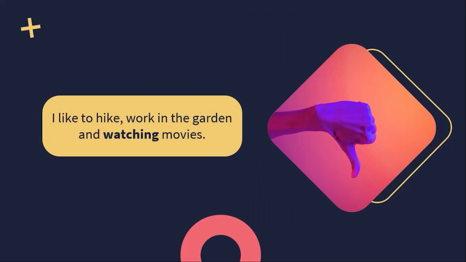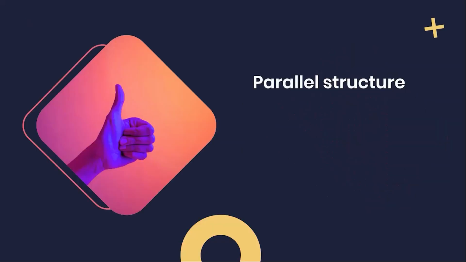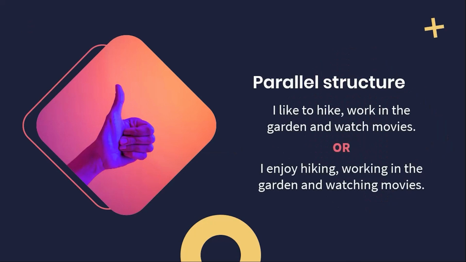Now the first 2 items are in the present tense, hike and work in the garden. But the last item is in the continuous tense, watching movies. We can create a parallel structure in the sentence in 2 different ways. I like to hike, work in the garden, and watch movies. Can you see all the verbs are now in the present? Or, I enjoy hiking, working in the garden, and watching movies. All the verbs are now in the continuous tense, ending in ing. All the items in that sentence now match, so the sentence is clear and all the points are easy to read.